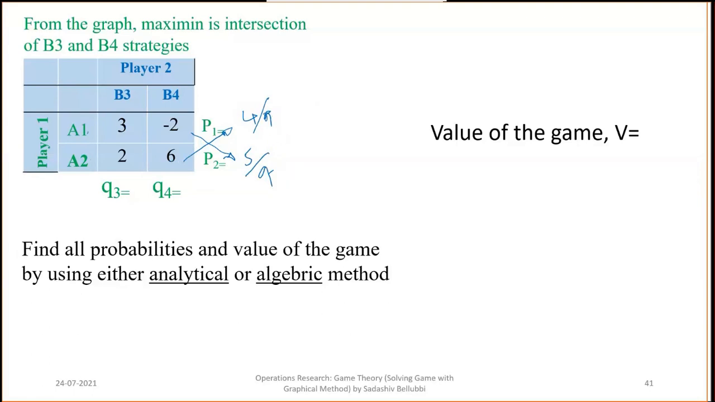For the Q3, take the difference of the second column, that means 8. And for this one, the difference of the first column, that is 1. The total is 9, so Q3 is 8 by 9 and Q4 is 1 by 9.